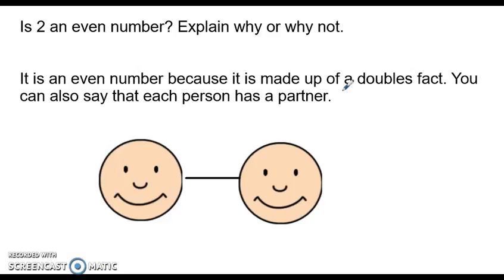Well, let's think about what we learned yesterday. If it has a doubles fact, it is an even number. Does 2 have a doubles fact? Yes, it does. If I have two things, 2 is actually 1 plus 1. So, 2 does have a doubles fact. The doubles fact is 1 plus 1. You can also think of it as having partners. All even numbers can be partnered up, which means that they can be put in groups.